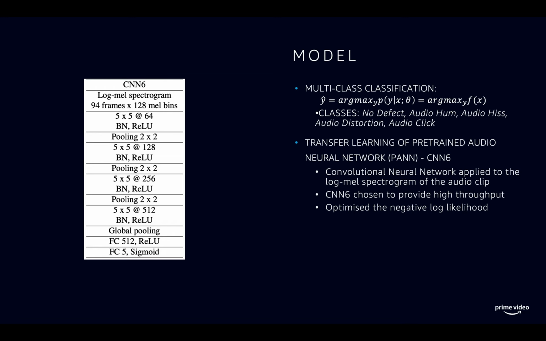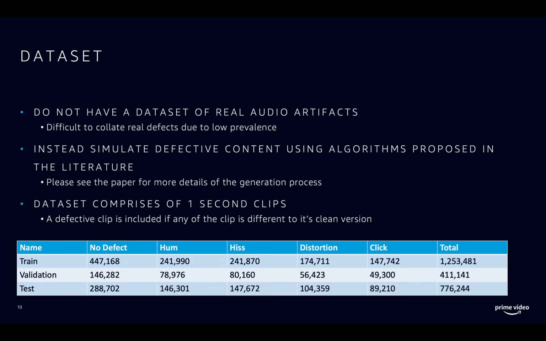As illustrated on the left-hand side of the slide, the input to the CNN6 is the log-mel spectrogram of a 1-second audio clip. We utilize transfer learning to benefit from the pre-training on the large-scale AudioSet dataset. We replace the final layer with a fully connected layer with 5 outputs, and then optimize the model by minimizing the negative log likelihood.